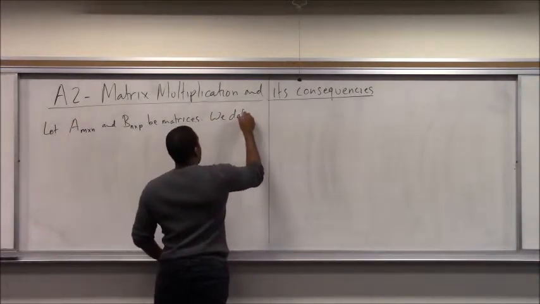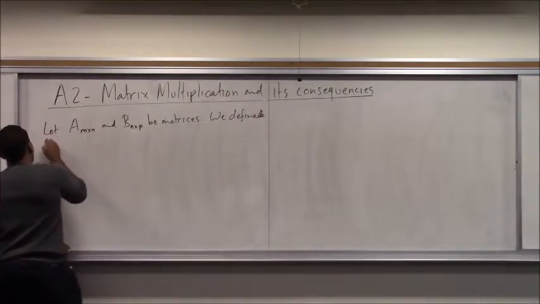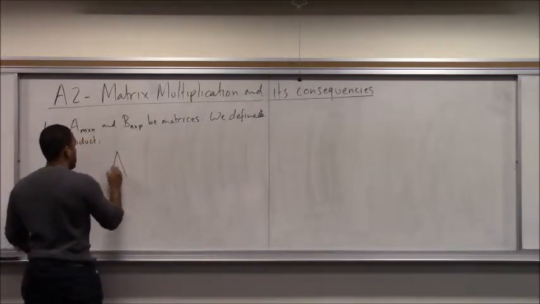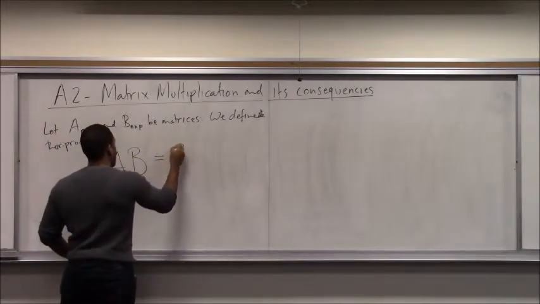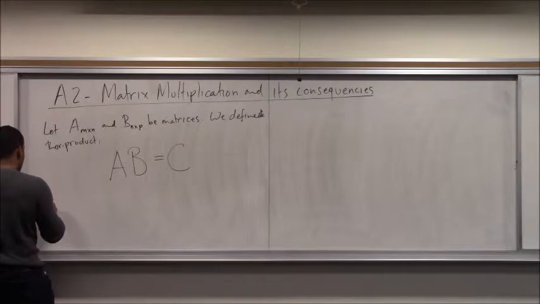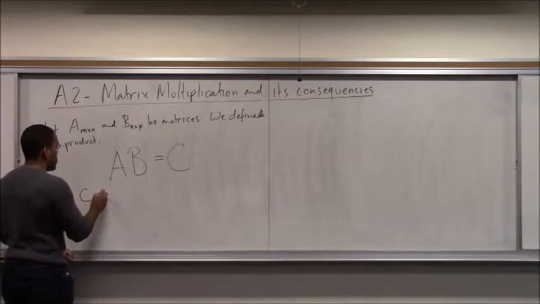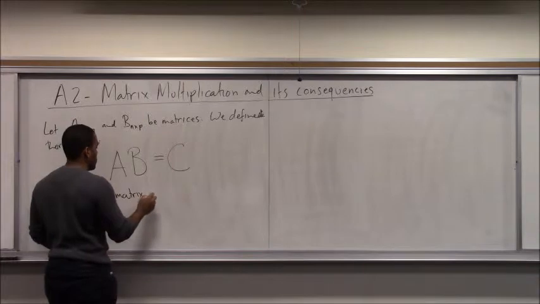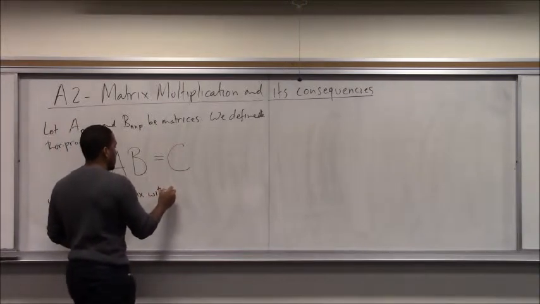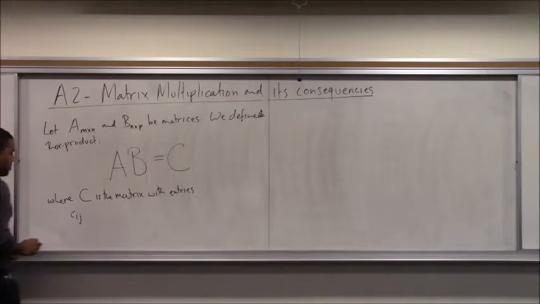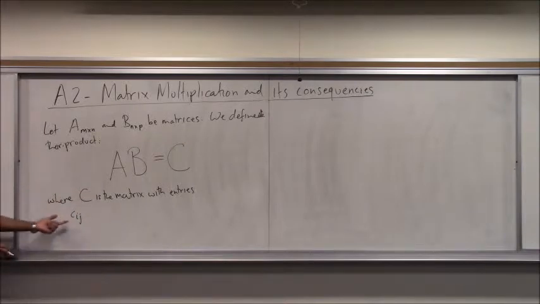We define their product AB to be equal to C, and here's how C is going to be described. So when you multiply a matrix AB, C is the matrix with entries... So the number you're going to put in the ith row and the jth column of C, right? I'm going to tell you how to calculate each position. Okay?